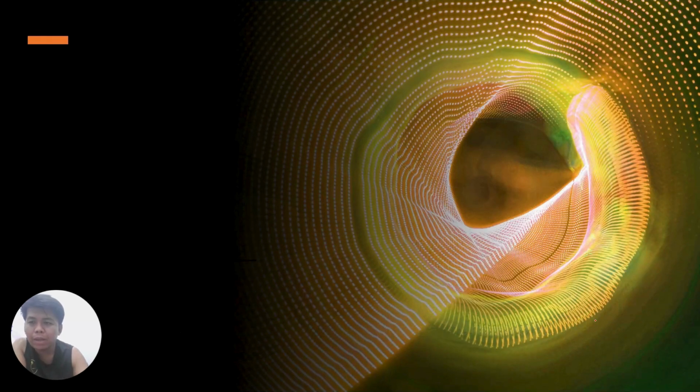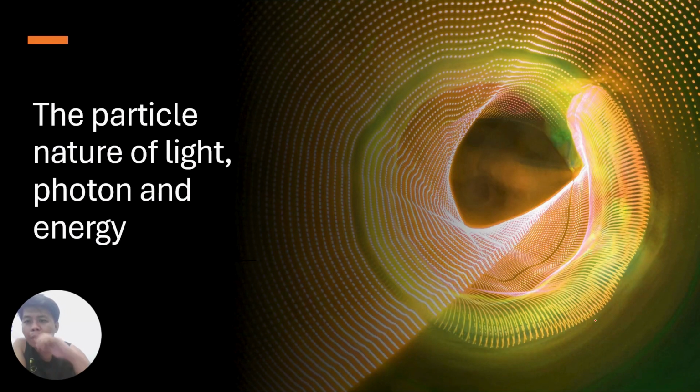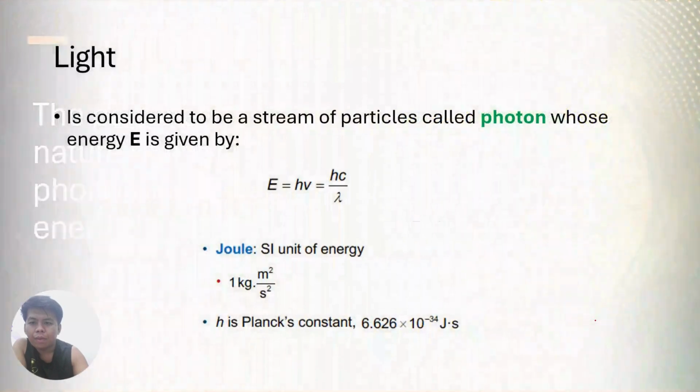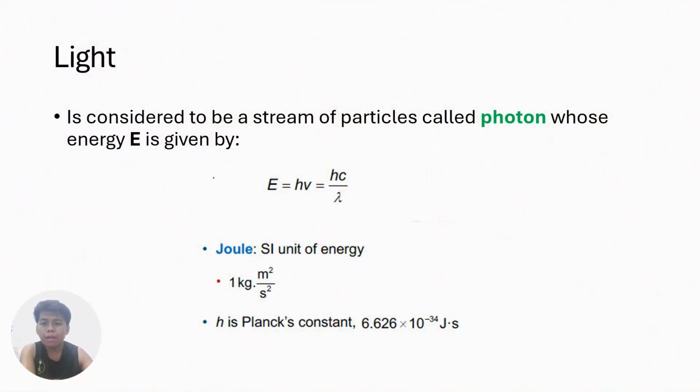So before we end this video, let's talk about the particle nature of light, photons, and energy. Light actually is considered to be a stream of particles. The stream of particles in light are called photons, whose energy is expressed as E. We can express the equation of light in terms of the Planck's constant. We will use E = hν.